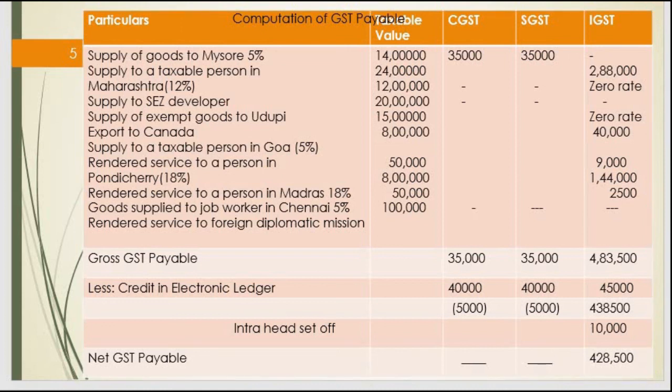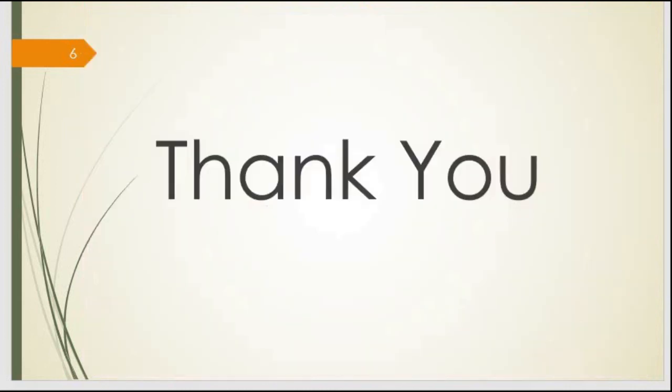So this is how we have to adjust the input tax credit from one head to another head. If there is a balance in one head, CGST, you can utilize it to set off IGST. Here also if there is a balance, we can use it to set off the IGST. If there is a balance in IGST and if there is a tax liability to be paid in CGST and SGST, then this balance can be utilized there. So that is how intra-head set off is done. So that's all from this video. Thank you for watching this video.